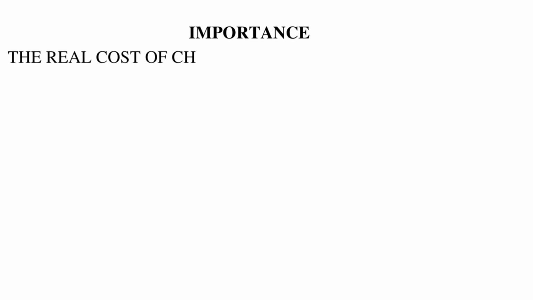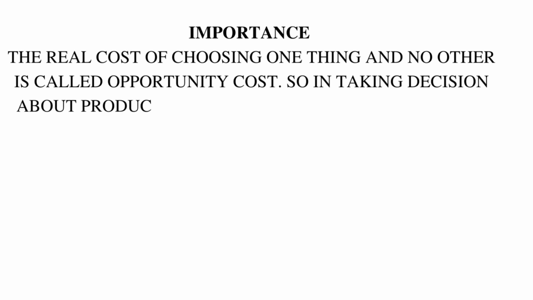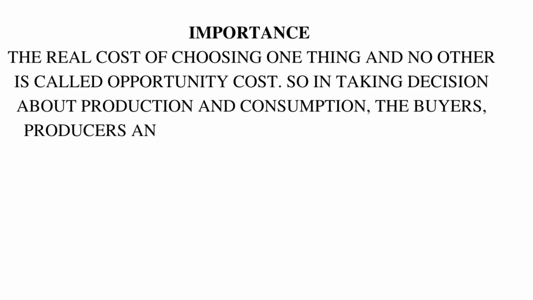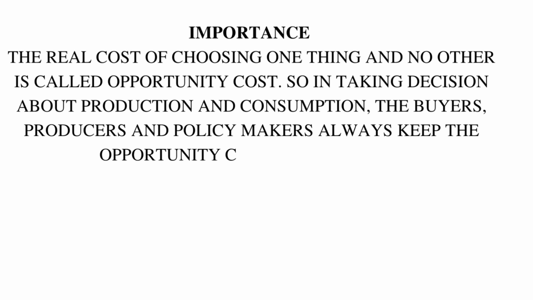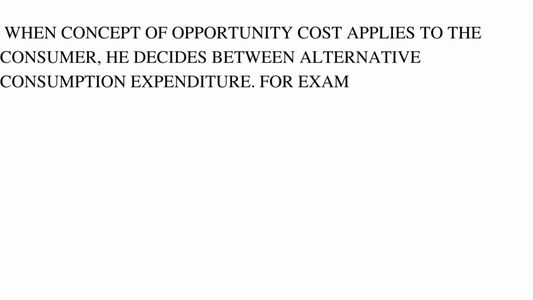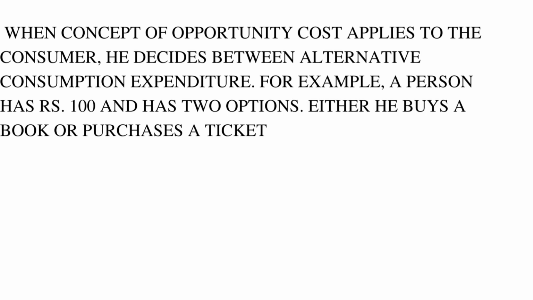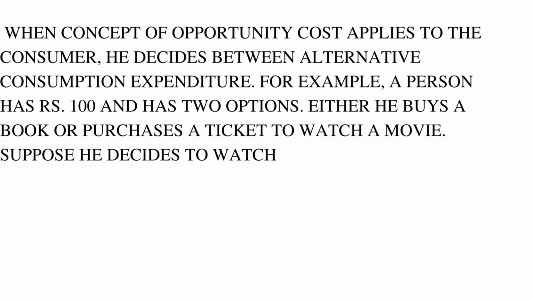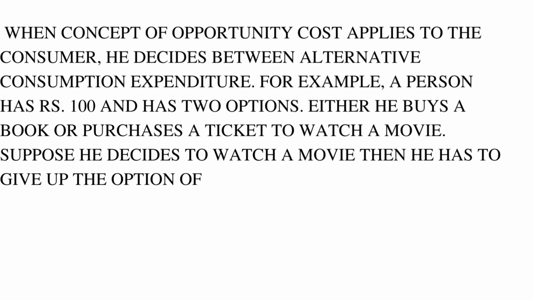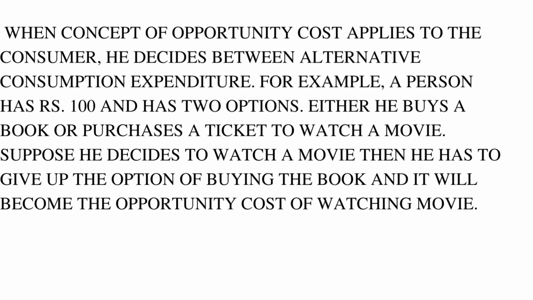Importance. The real cost of choosing one thing and no other is called opportunity cost. So in taking decisions about production and consumption, the buyers, producers, and policy makers always keep the opportunity cost in their mind. When the concept of opportunity cost applies to the consumer, he decides between alternative consumption expenditure. For example, a person has 100 rupees and has 2 options. Either he buys a book or purchases a ticket to watch a movie. Suppose he decides to watch a movie, then he has to give up the option of buying the book and it will become the opportunity cost of watching the movie.